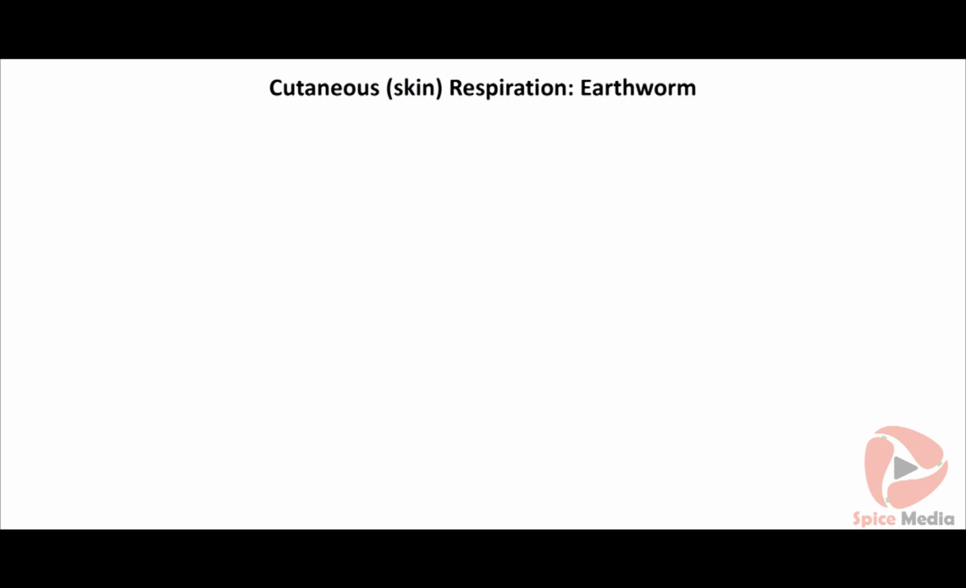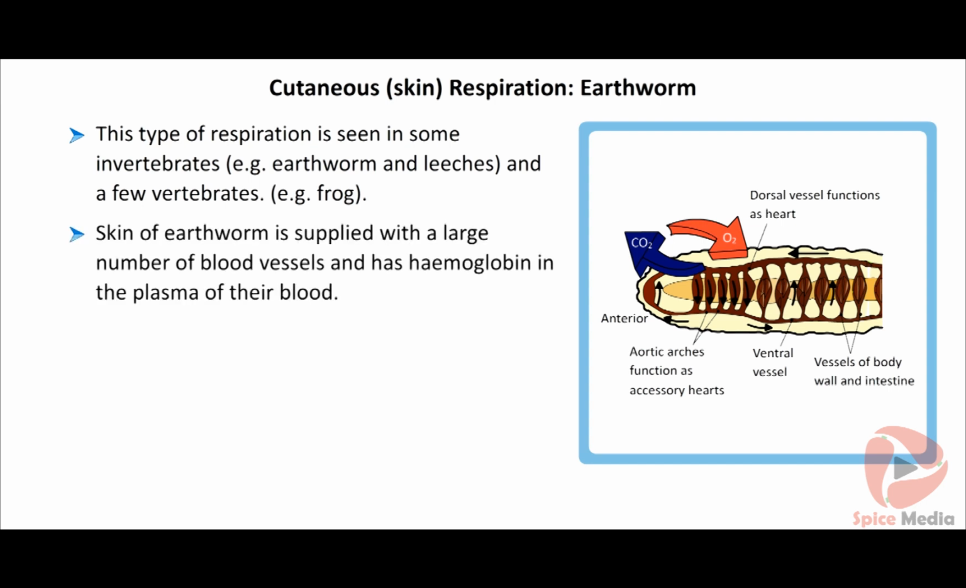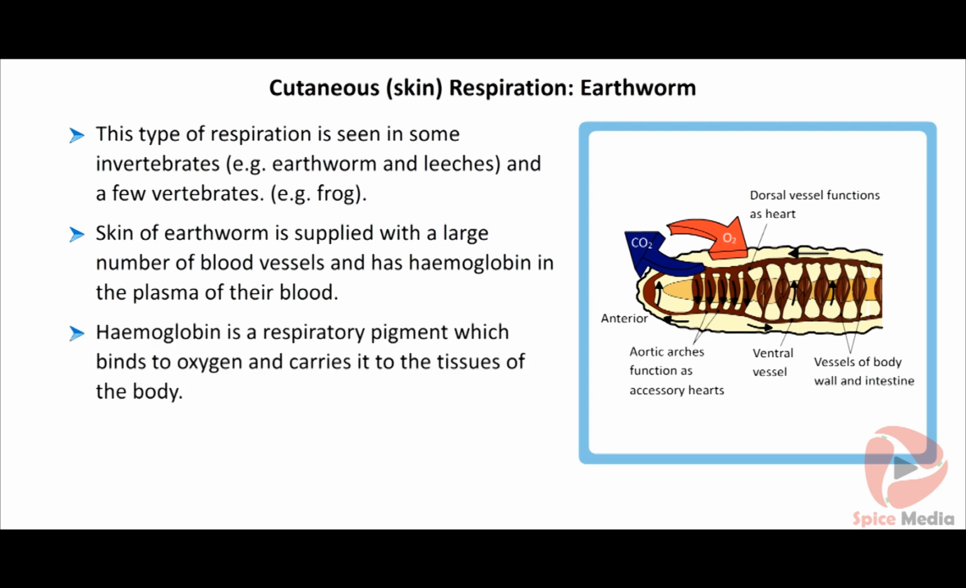Respiration occurring through skin is called cutaneous respiration. This type of respiration is seen in some invertebrates like earthworm and leeches and vertebrates like frog. The skin of earthworm is supplied with a large number of blood vessels. They have hemoglobin in the plasma of their blood. Hemoglobin is a respiratory pigment which binds to oxygen and carries it to the tissues of the body.